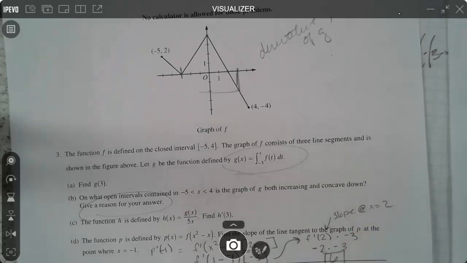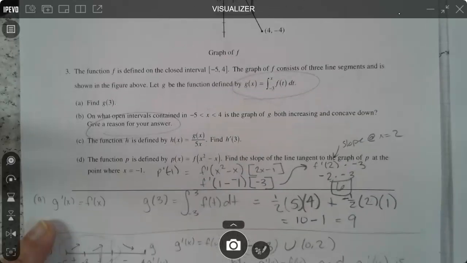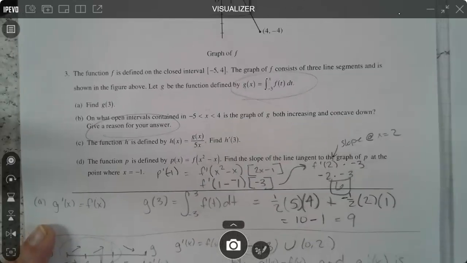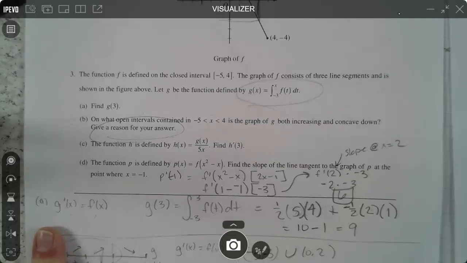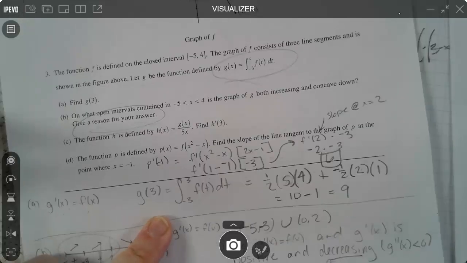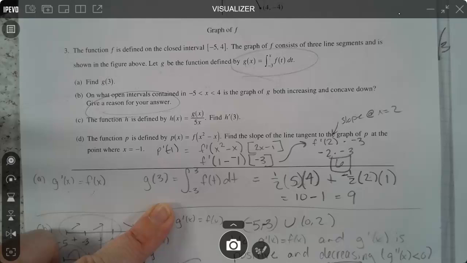Okay, part A. Part A asked me for g. Now, notice in my part A, I actually did write g prime equals f of x. I tend to write that to remind myself, what am I looking at in the picture? I'm looking at the derivative. All right. But it asked me g of 3. So all I did was I took that integral equation that they gave me and I plugged in the 3.